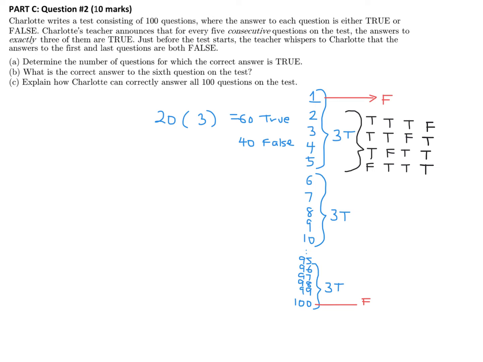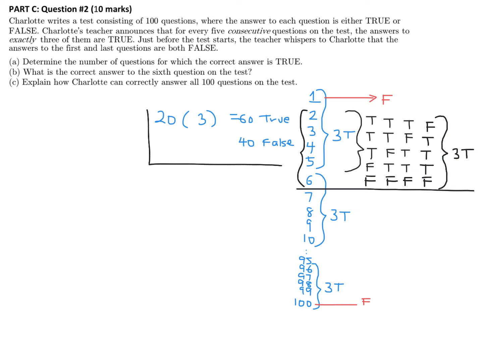And in all of these, if you look at the 6th question, it has to also satisfy that 5 consecutive have 3 trues. So therefore, in each of these, this must be an F in order to satisfy that questions 2 through 6 have 3 trues in them. The only way that's possible is if question 6 is false. So that's basically the explanation.